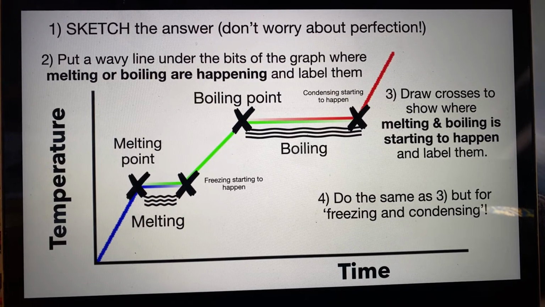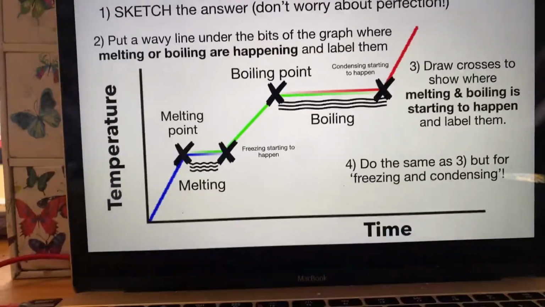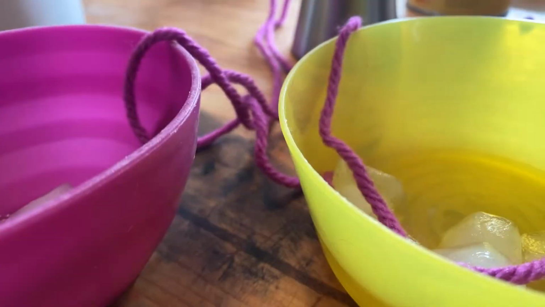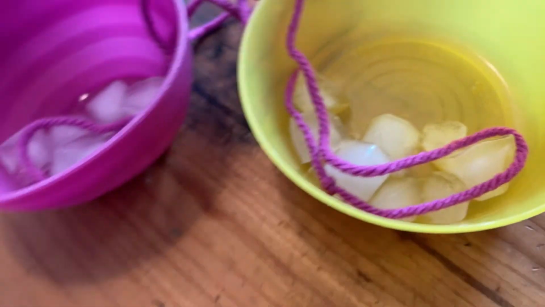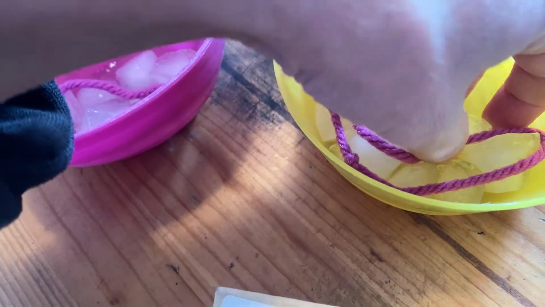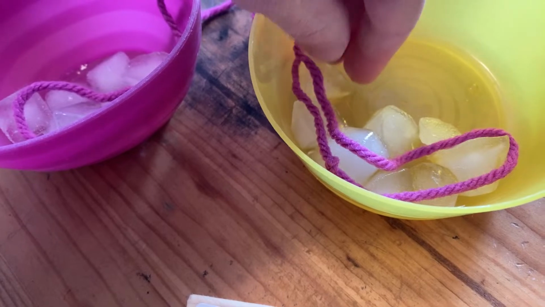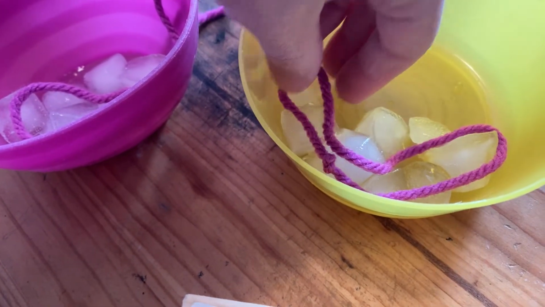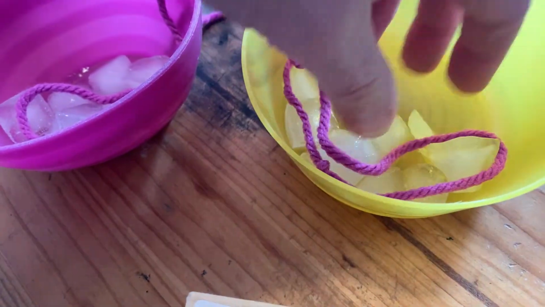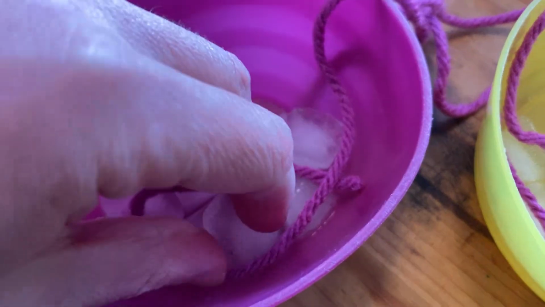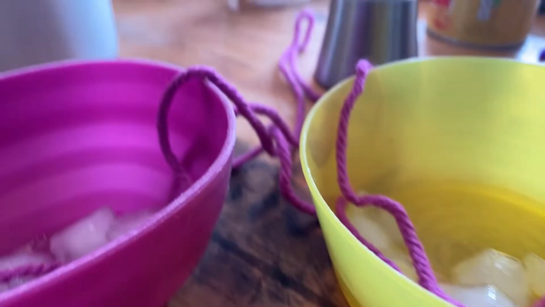So what you need to do is get ice cubes and put some wool so that it's touching the ice cubes. I'm really paranoid because this has always worked for me, but it did not work yesterday on YouTube. So get the string so that it's touching the ice. Like I say, I'm doing it twice because I've never done it with sugar. I'm going to do it with sugar as well.